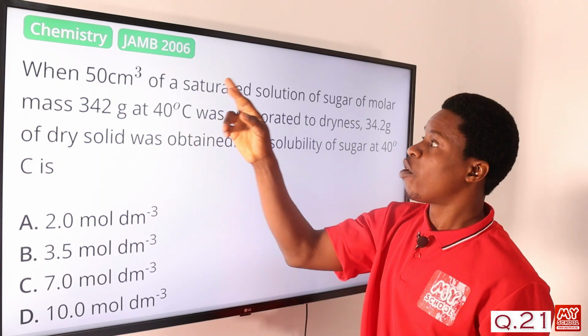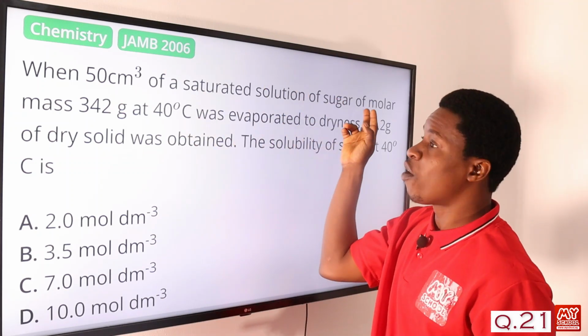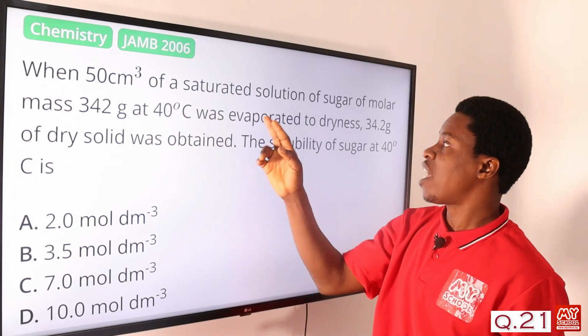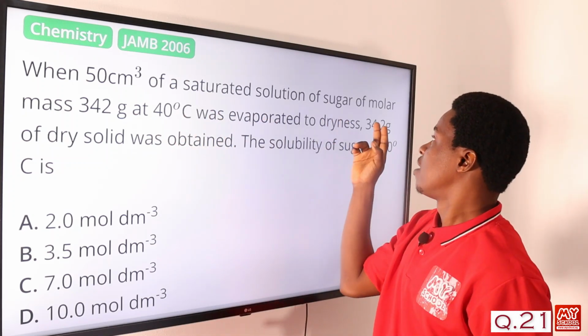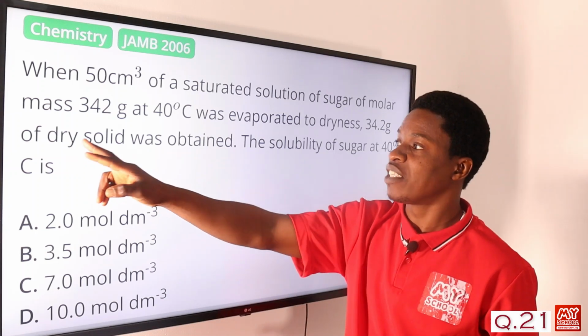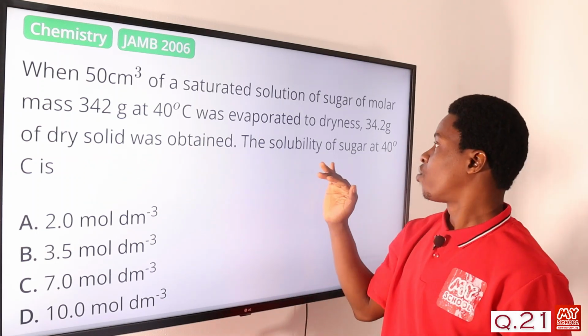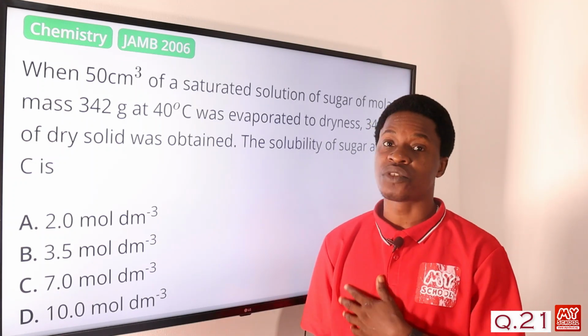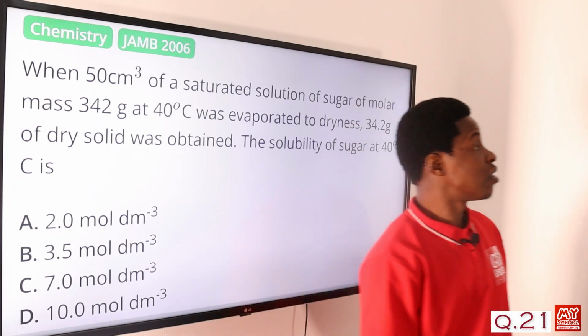Let's move on to question number 21. When 50 cm cube of a saturated solution of sugar of molar mass 342 gram at 40 degrees Celsius was evaporated to dryness, 34.2 gram of dry solid was obtained. The solubility of sugar at 40 degrees Celsius is what? We need to solve this. Let's move on to the board.